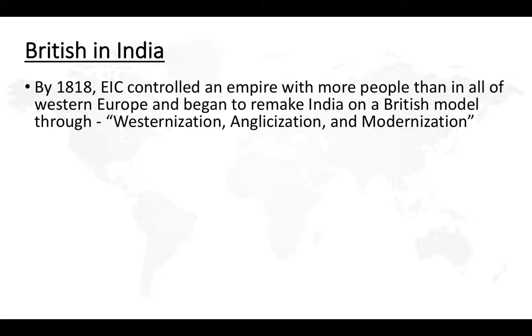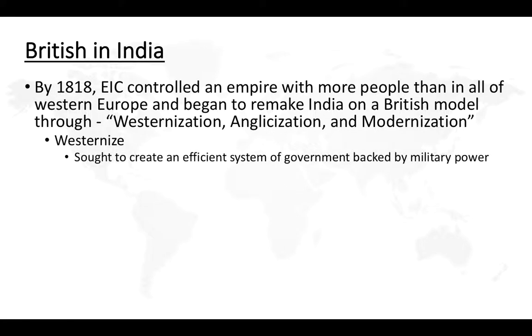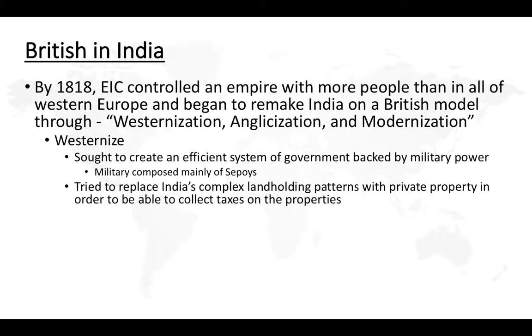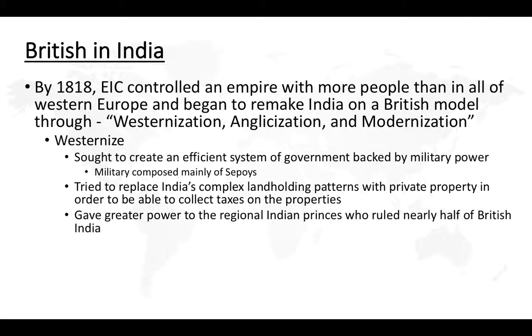Anglicanize, and modernize India. In terms of westernizing India, they want to create a more efficient system of government backed by military power. And the military is going to be composed of the sepoys, the Indians that they're going to train. They tried to replace India's complex landholding patterns, where they were very, very regional, with private property in order to collect more taxes on those properties. And they're going to give greater power to the regional princes, the Rajas, who rule nearly half of British India.